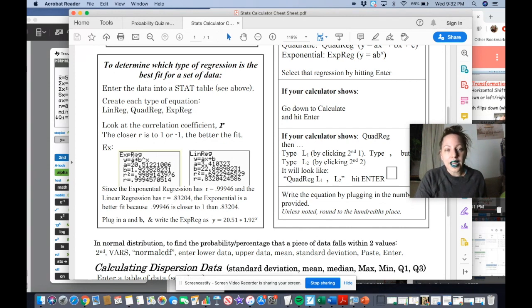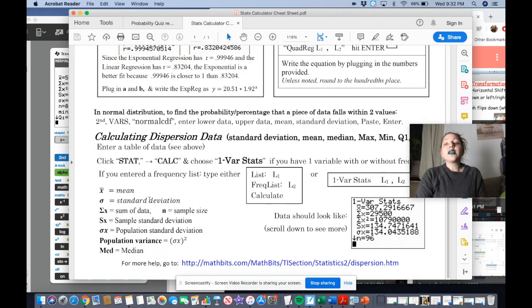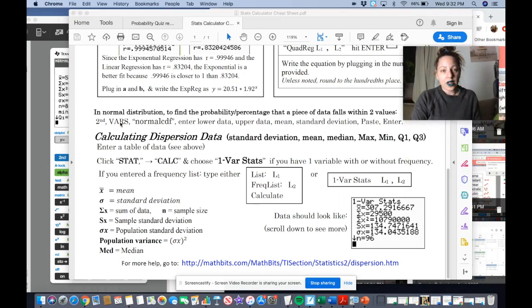Here, you can see with an exponential right on this side and a linear right over here, the R value for the exponential was 0.9994, whereas for the linear it was 0.8320. Therefore, the exponential regression is a better fit, and so you would write that equation. This last part is the most important part, so you definitely want to take notes on this, okay? All of this information down here is really important.